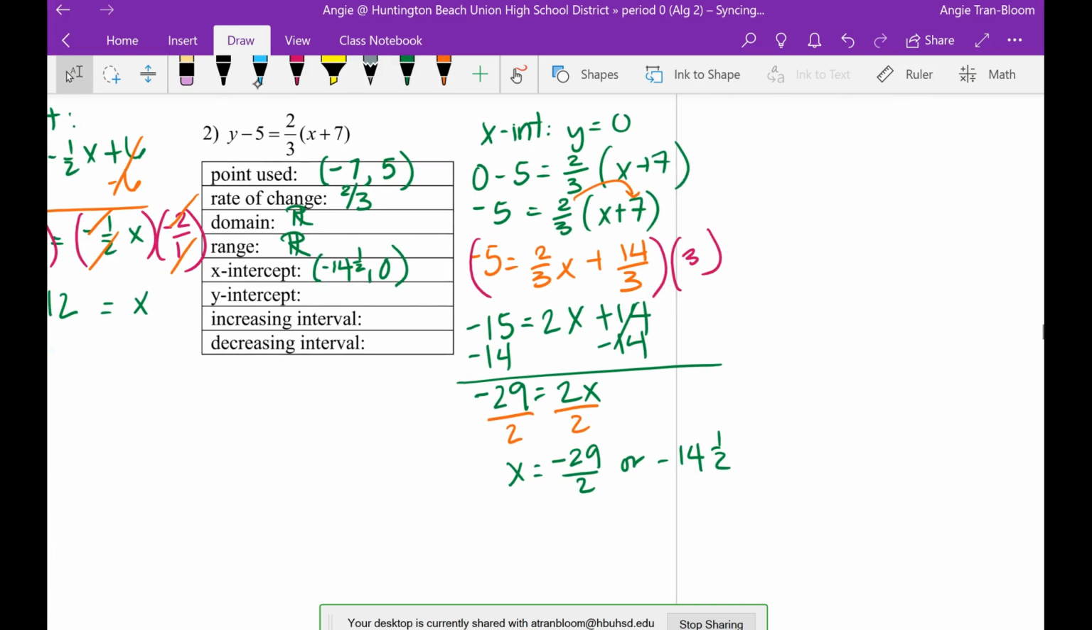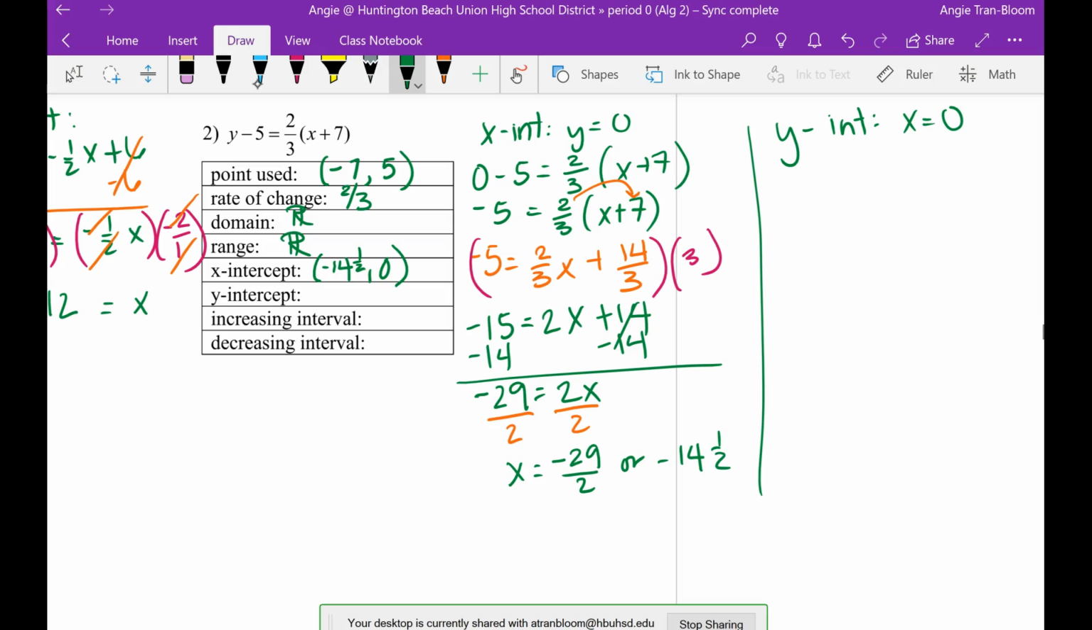And we're going to do the same thing for the y-intercept. That means x has to be what? Which is a little bit easier, right? X is 0. So y is negative 5.